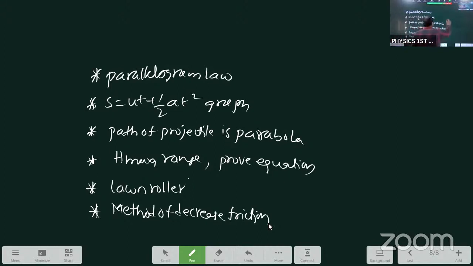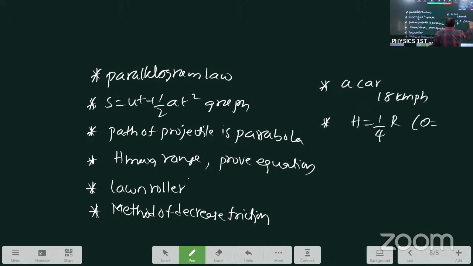Next, problems. A car moving with three different speeds, 18 kmph, came. Yesterday's problem. Next, show that H max equals 1/4 of range when theta equals 45 degrees. Next, multi-story building. Students, up to now we finished SAQs.